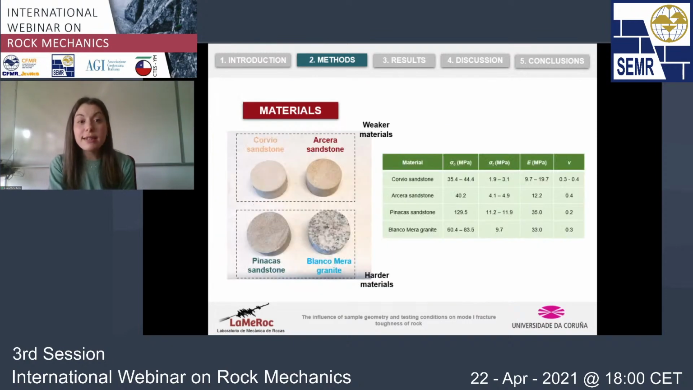We have used in this study 4 different rock types, 3 sandstones and 1 granite. Just have in mind for the results later that the Corby and Arcera sandstones are weaker materials, and that the Pinaca sandstone and the Blanco Mera granite are much harder materials.